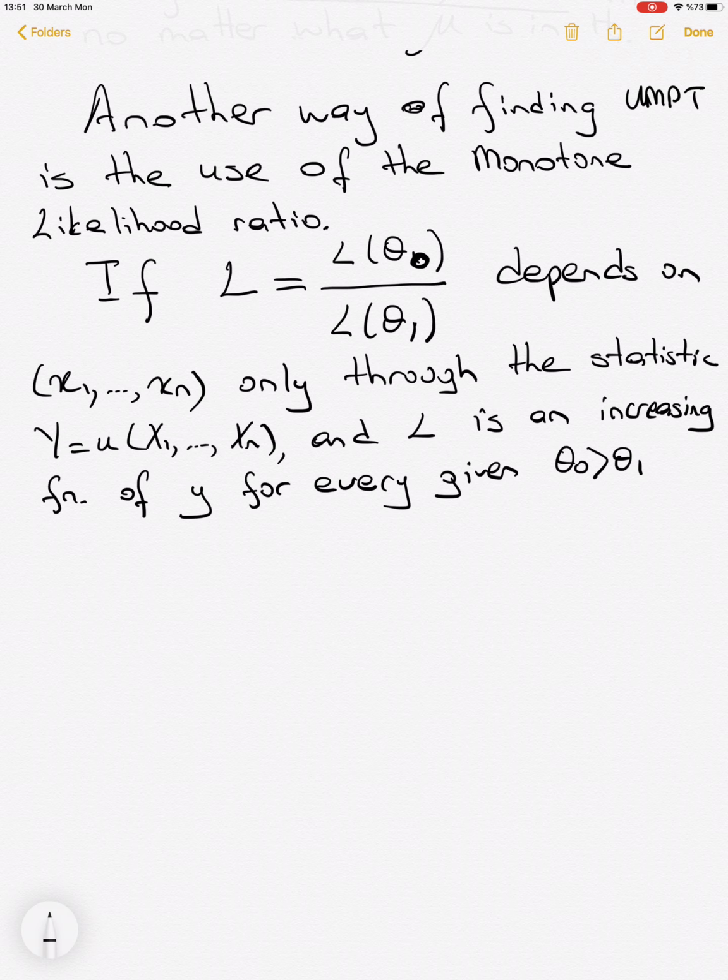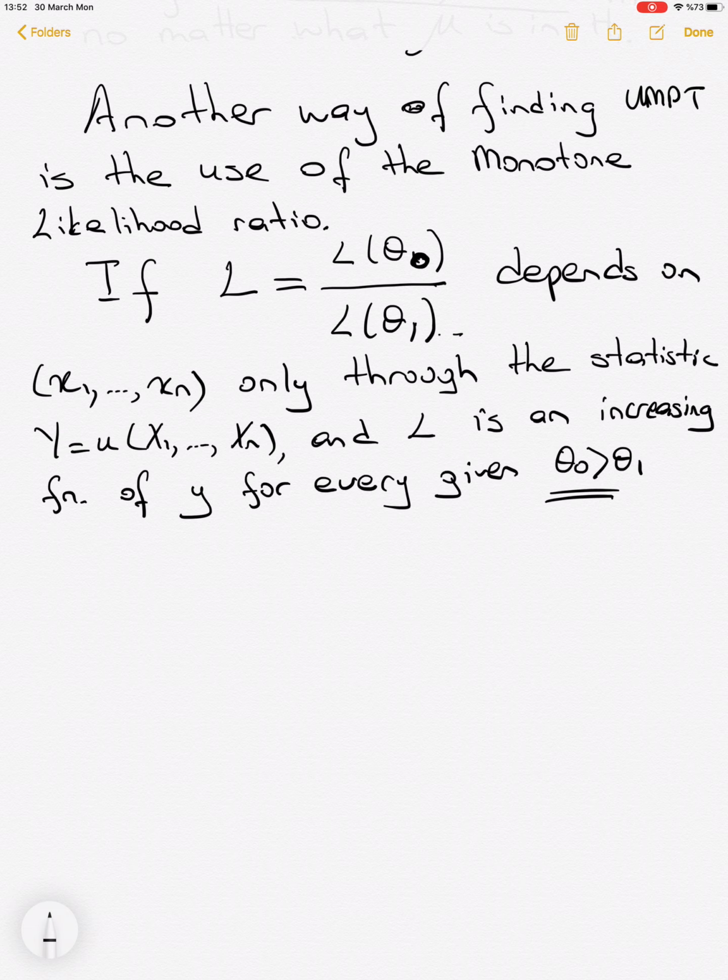Whatever the direction of the alternative hypothesis, in this procedure we are not looking at our hypothesis. This is the regular definition actually. First we have to find the simple likelihood ratio. Although we don't have any specific value for theta 1, symbolically we find L theta 0 over L theta 1. Then we have to show that it depends on the sample random variables only through some function y, and that the simple likelihood ratio is an increasing function of y for every given theta 0 greater than theta 1. This is important. Here you don't look at the direction of the alternative hypothesis.